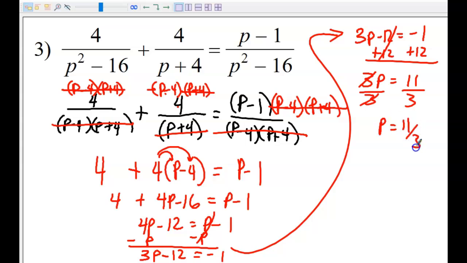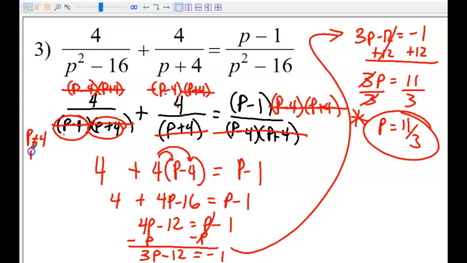And I get 11/3. Now, what's going to make our bottom equal 0 on this one? First of all, I already know this answer is a good answer, but what isn't a good answer? Like, what would we not be allowed to have for p? Well, here we have p minus 4, right? What would you plug in for p so that that becomes 0? 4, right? So p cannot be equal to 4, and here p cannot be equal to a negative 4. So long as our answer is not one of those two things, we're good. Our answer is not one of those things, so we're good. That's our final result there.